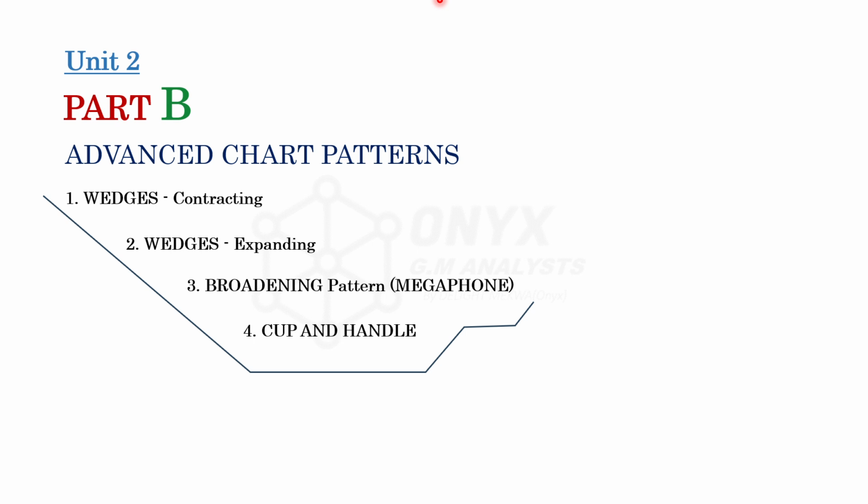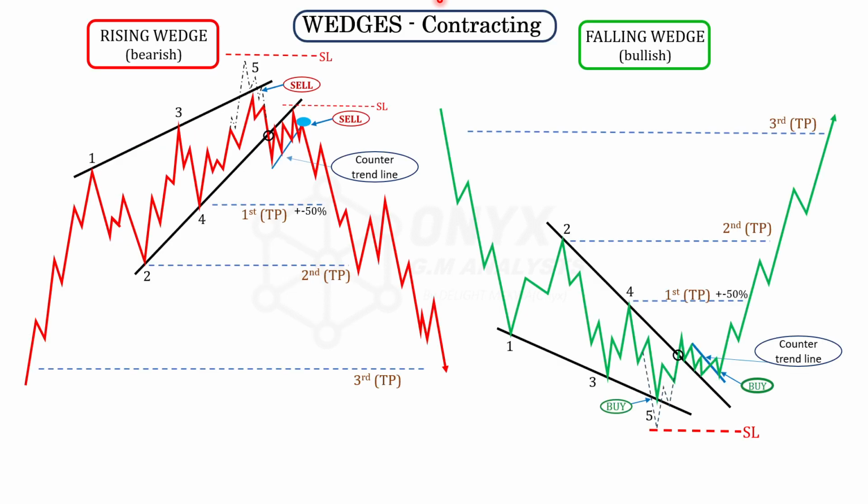Number one, we have wedges, which are contracting. Number two, we have wedges again, but in this case, they're expanding. Number three, we have broadening patterns, which are called megaphones. And then number four, we have a cup and a handle. Let us look at wedges here. These kind of wedges that we are talking about here are contracting, meaning they are squeezing. You'll understand that as time goes, as I explain.